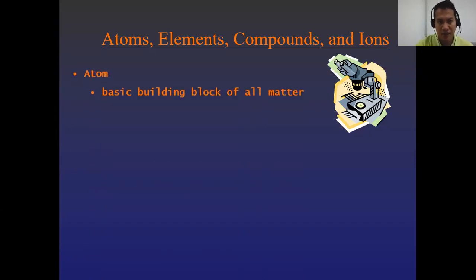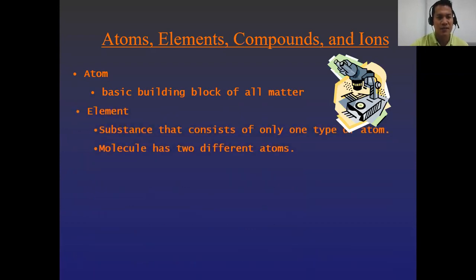So let's have a basic definition of what an atom is. Basically, it's a building block of all matter, everything that you can see around us, whether it's a chair, a table, a glass, everything. They are all made up of atoms, okay? Because this is the basic building block of all matter.